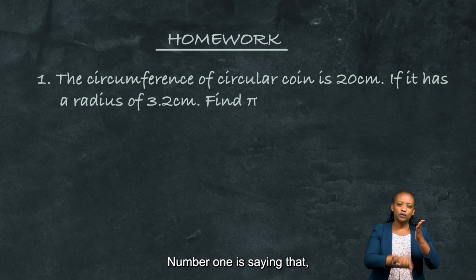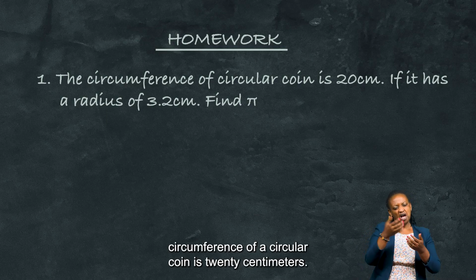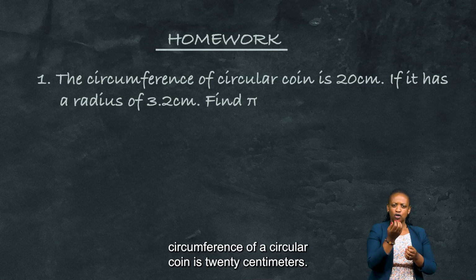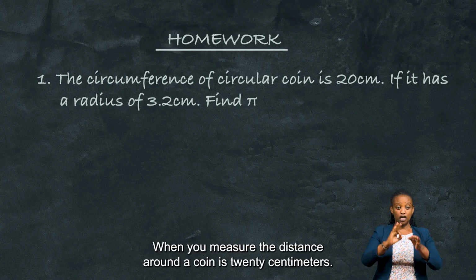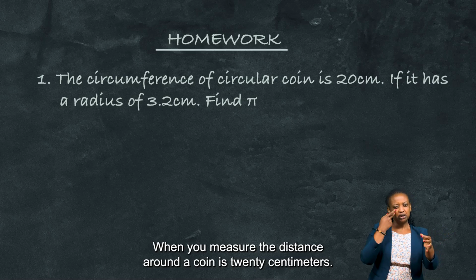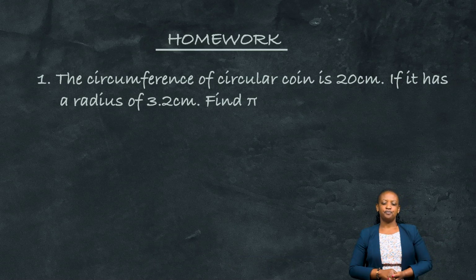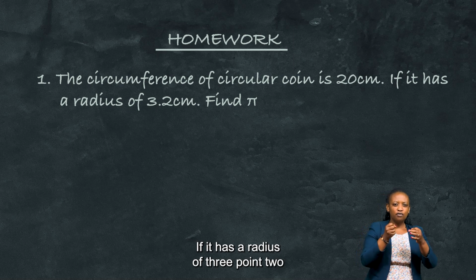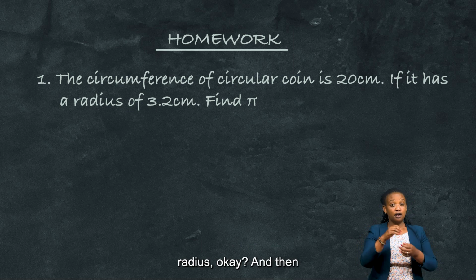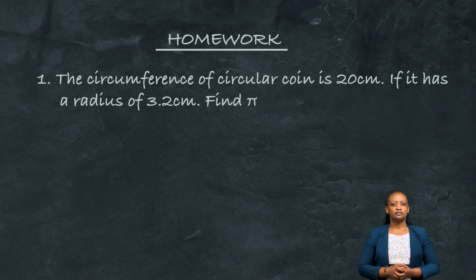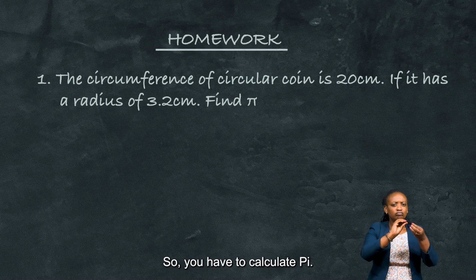Let me give you a homework. Number one says that the circumference of a circular coin is 20 centimeters. When you measure the distance around a coin, it is 20 centimeters. If it has a radius of 3.2, find pi. So you have to calculate pi.